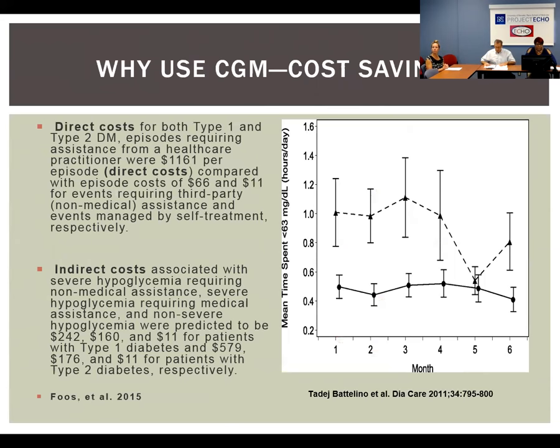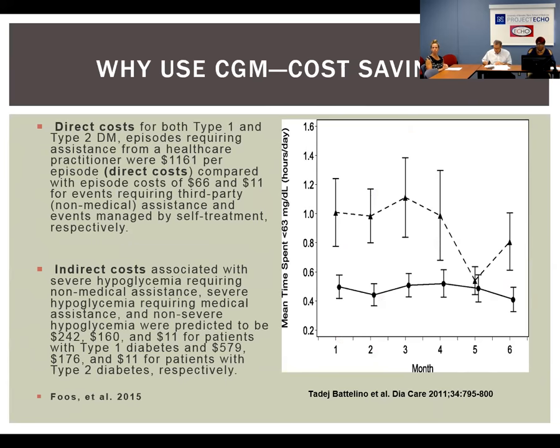An article done by Foos in 2015 looked at the cost of treating hypoglycemia. They looked at direct care costs for people with type 1 and type 2 diabetes, and at folks who required assistance from a healthcare practitioner, the cost was almost $1,200, compared to when those events were treated by a non-medical third-party personnel, such as a spouse or someone else, it was $66. And if they took care of themselves, it was $11. So you can see there's a significant increase in cost when the hypoglycemic event requires a medical personnel to assist.